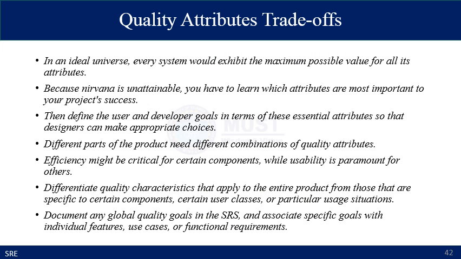So whenever you are specifying the quality attributes, you have to make a trade-off to achieve one quality attribute, and you have to compromise on the other quality attributes. In an ideal universe, every system would exhibit the maximum possible values for all of its attributes, but in general terms, it is not achievable, because the perfect condition is unattainable in this world.